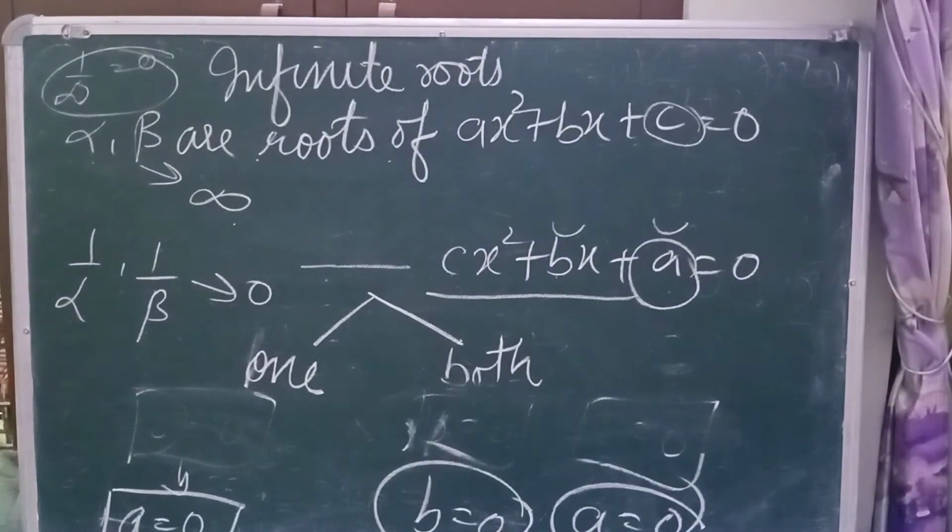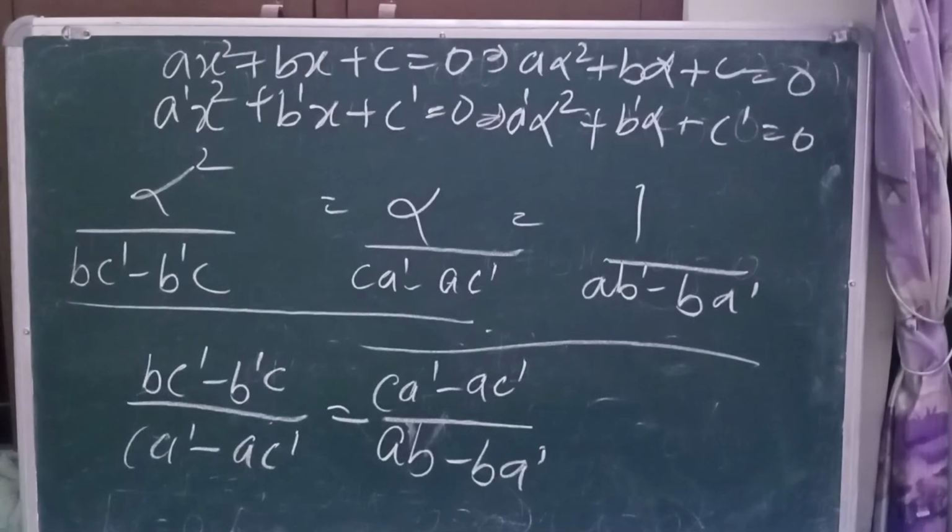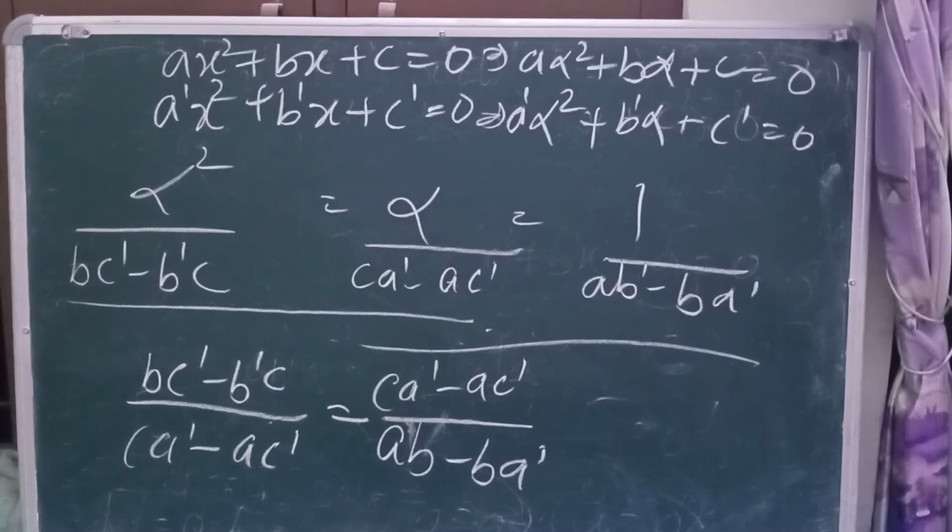That means one of the roots is infinite, so we can write a equal to 0. When both roots are infinite, we can take b equal to 0 and a equal to 0. Here I am telling the condition when it is given that in two quadratic equations, one root is common.